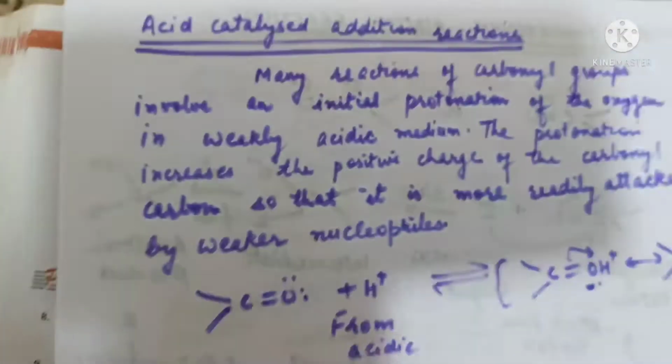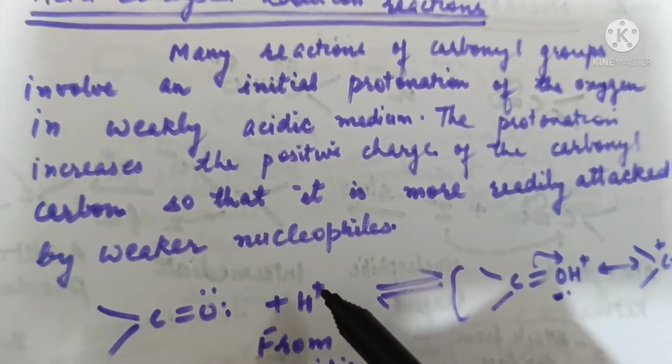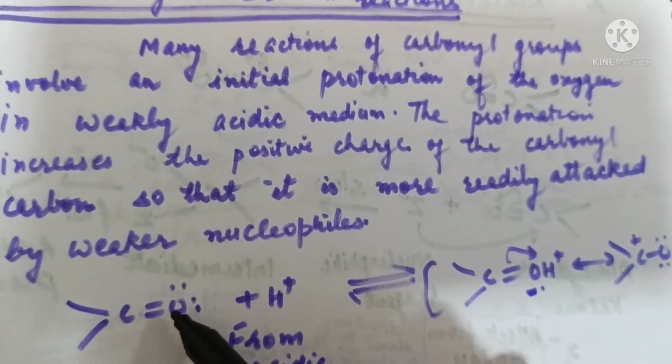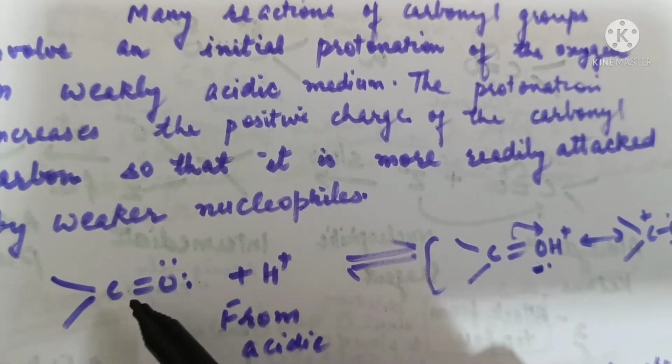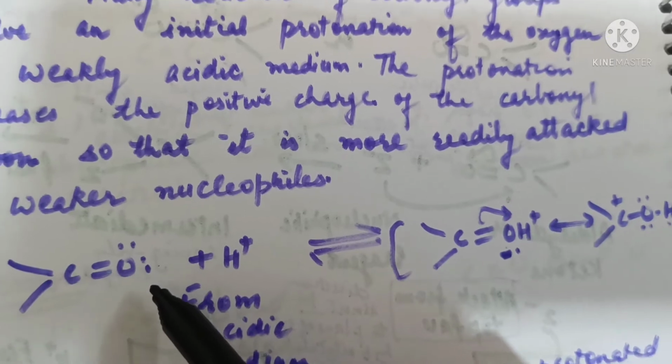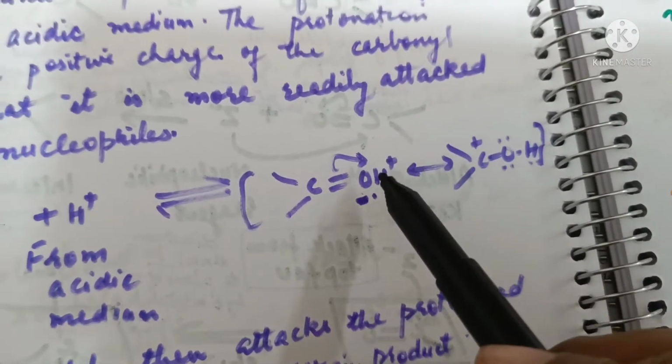So in acid catalyzed addition reactions, initially a proton will be added to the electronegative oxygen atom when electrons migrate towards it. So these electrons migrate and the proton is added.